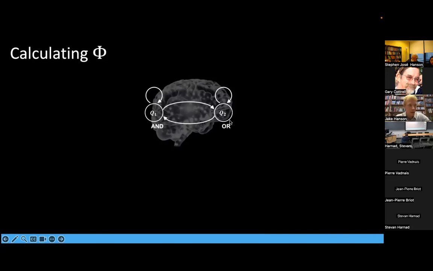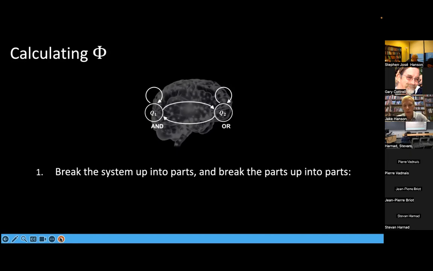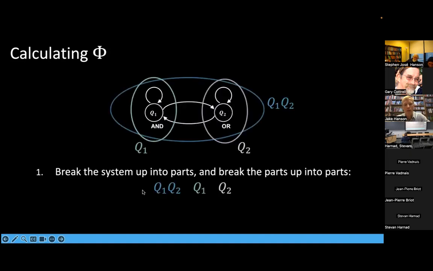So this is a huge departure from how most of you probably think about measuring consciousness. We're basically not talking about biological systems or anything. We're just talking about these toy models made of simple logic gates, because really what we're doing is theory building, and we're trying to get a measure that measures feedback between these bits, Q1 and Q2. And so the first step is you break the system up into parts, and you break all those parts up into parts. So here for a 2-bit system, you have the system as a whole, which is Q1, Q2, and then you have each individual bit, Q1 and Q2.